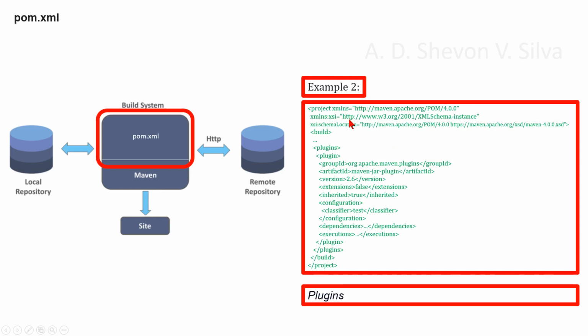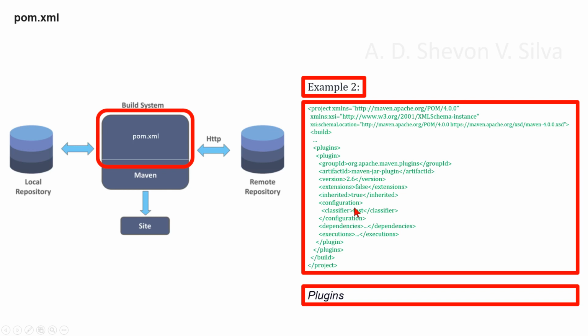As example 2, we can consider plugins. Here, beyond the standard coordinates of group ID colon artifact ID colon version, there are elements which configure the plugin or how these builds interact with it. Extensions, true or false: whether or not to load extensions of this plugin. It is by default false. Inherited, true or false: whether or not this plugin configuration should apply to POMs which inherit from this one. Default is true.